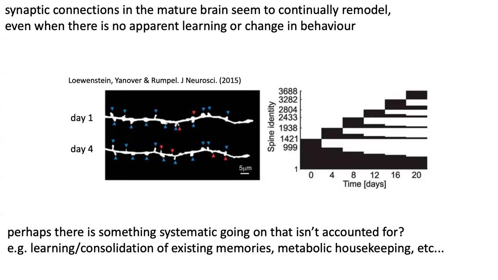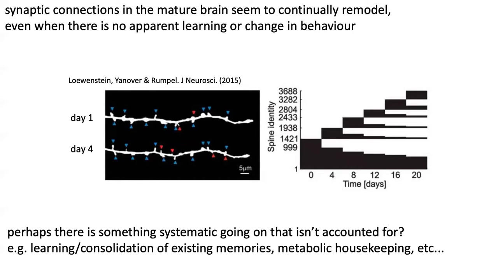So what you might ask, and a very sensible thing to ask, is whether there is something systematic going on here. The animal isn't frozen in time. It has a life possibly outside of the experiment that's being done to it, and it might be thinking about that life. So perhaps the brain is changing over time in a systematic way. There could be consolidation of existing memories, other types of metabolic housekeeping, etc.